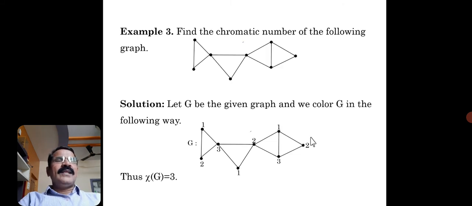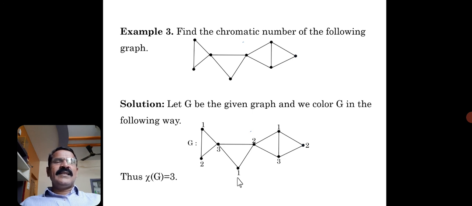Okay, so let us consider another example. Find the chromatic number of the following graph. So this is one graph which contains 3 blocks, you can say. Again in the same fashion, you start the coloring of the graph with any of the vertices. So this vertex with a 1, then this vertex with a 2. You cannot assign 1 and 2, so you have to assign another color, say 3.